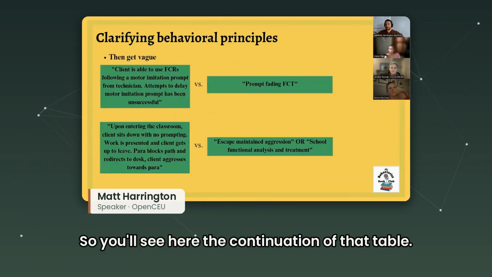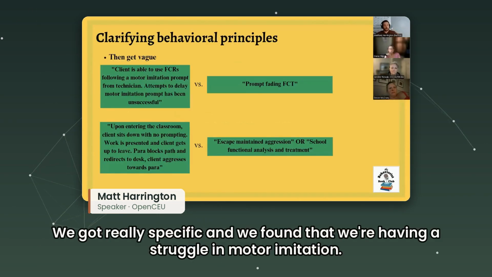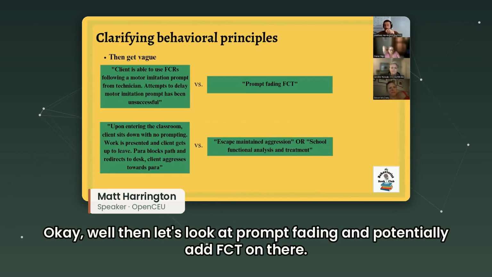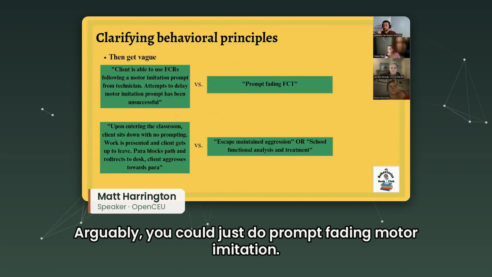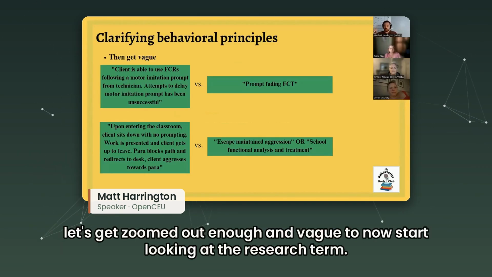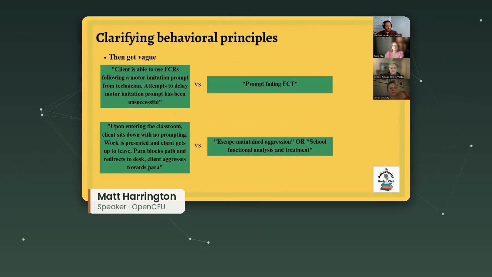So you'll see here the continuation of that table. We got really specific and we found that we're having a struggle in motor imitation. Okay, well then let's look at prompt fading and potentially add FCT on there. Arguably, you could just do prompt fading motor imitation. But now that we've identified the clinical challenge, let's get zoomed out enough and vague to now start looking at the research term.